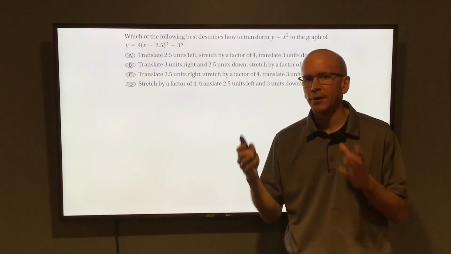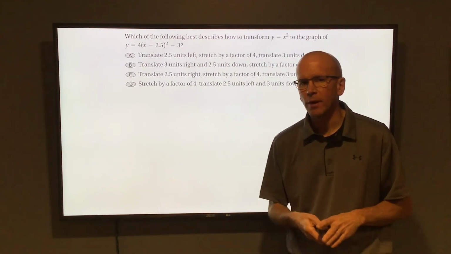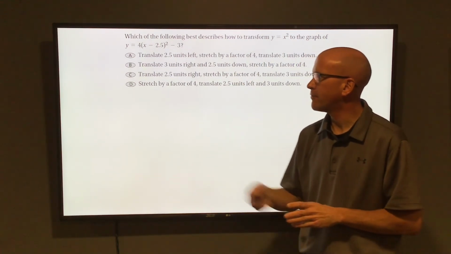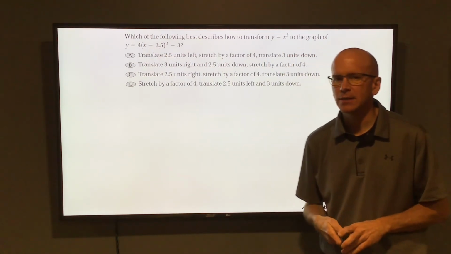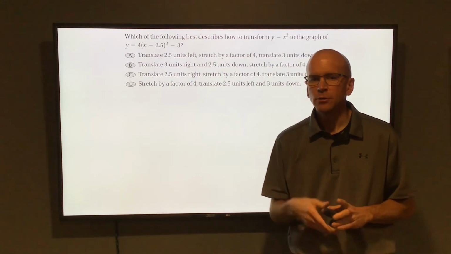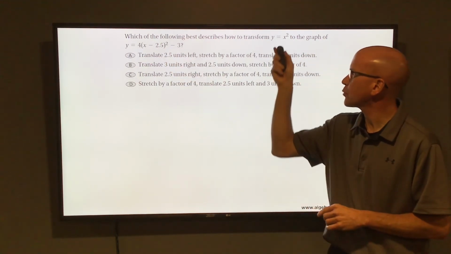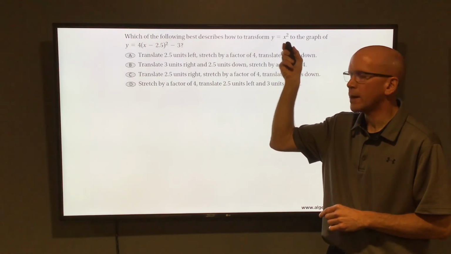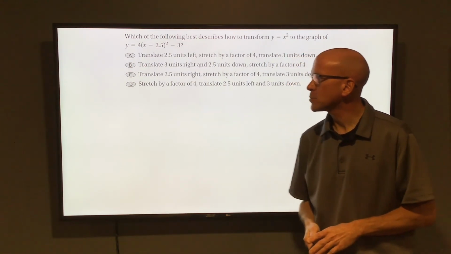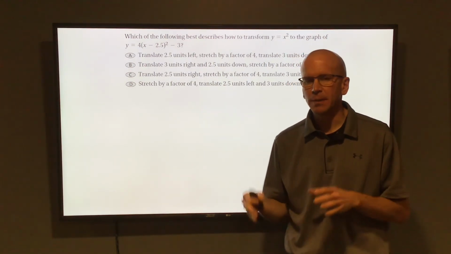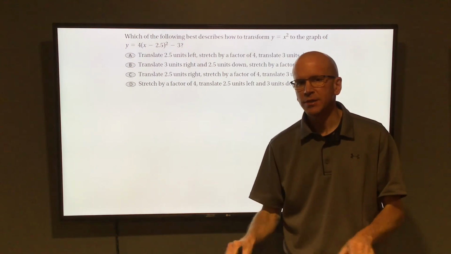Imagine taking every point on that parabola, multiplying the y value by 4. It's going to stretch that graph away from the x-axis by a factor of 4. When you subtract 2.5 from the value of x, it's going to shift the graph to the right 2.5 units. In this case, and also subtracting 3. When you subtract 3 from the value of y, that whole right side, or that x squared, it's going to shift the graph down 3 units. Imagine taking every point on that graph, subtracting 3 from every y value. It's going to shift the graph down 3 units.